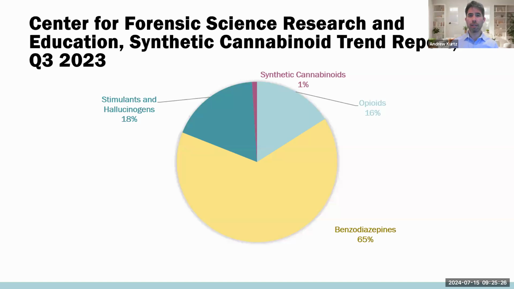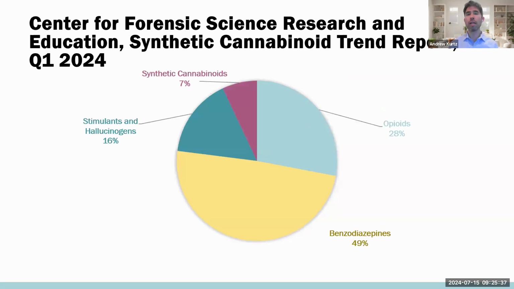In the third quarter of 2023, the most widely identified substance that was emerging were benzodiazepines. If we take a look at the most recent data, the first quarter of 2024, you see that while benzodiazepines continue to be an issue in terms of the most widely identified substance via this lab, synthetic cannabinoids are continuing to trend in a direction of increasing as well.